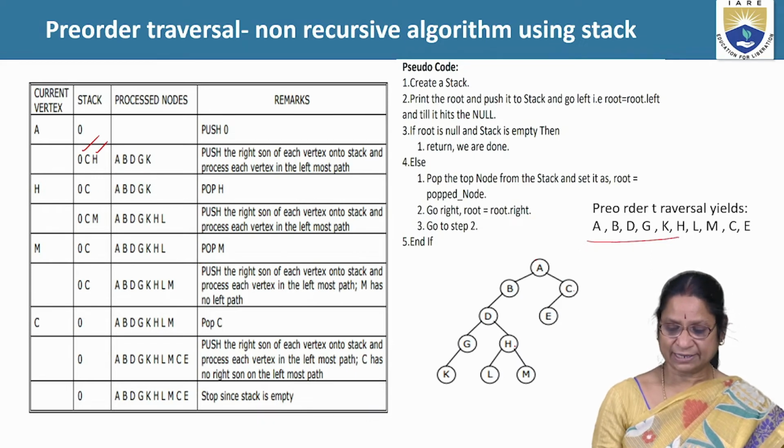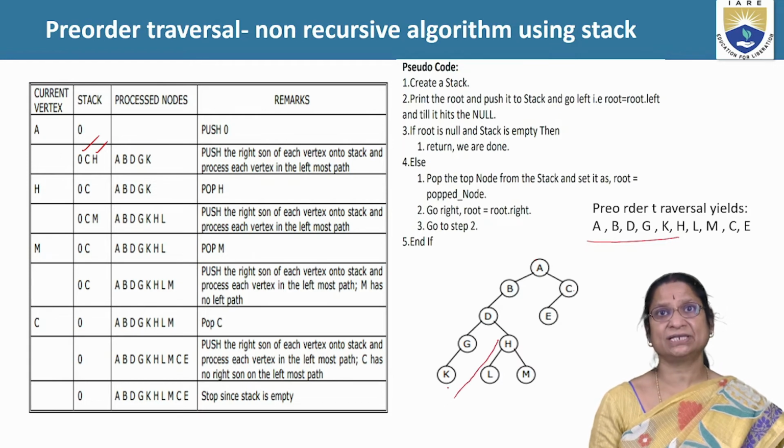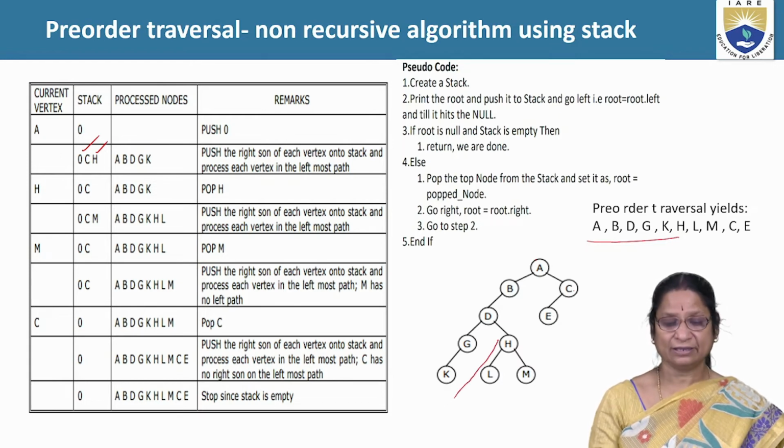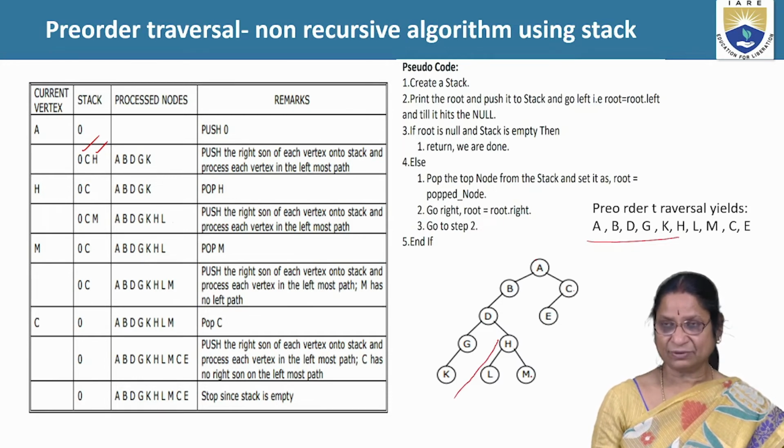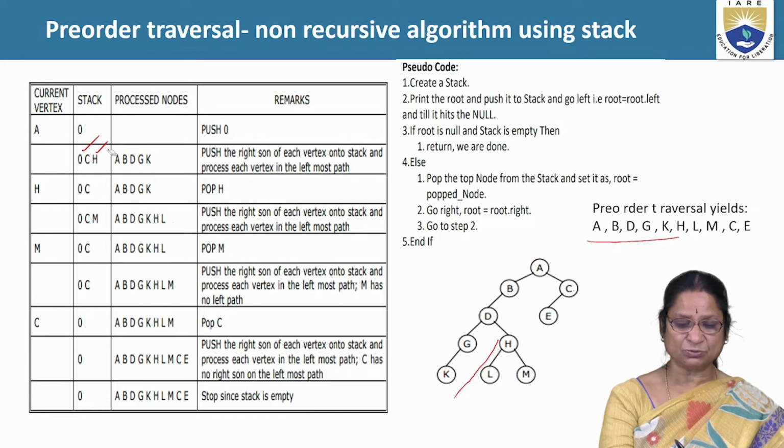So what is H? Again do the same process: H and its left child, and its left child, until the pointer is null. Then what are the values? We'll get H and L. And H has a right child, M. M is pushed into the stack. Now the stack position is CM.